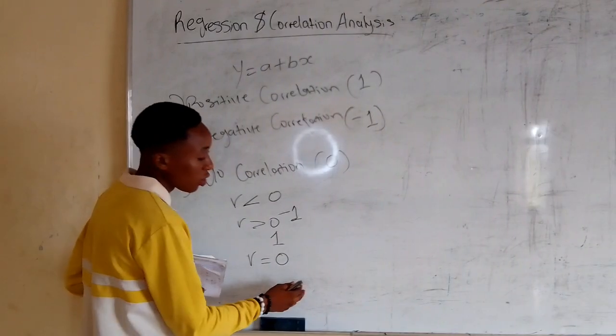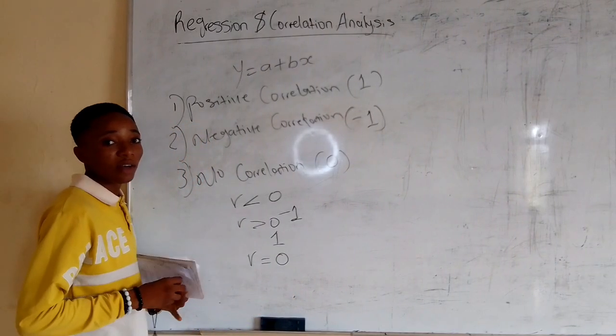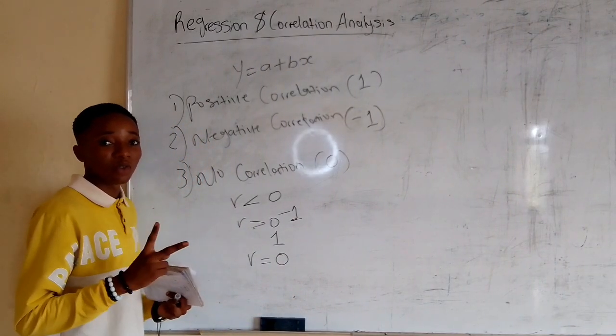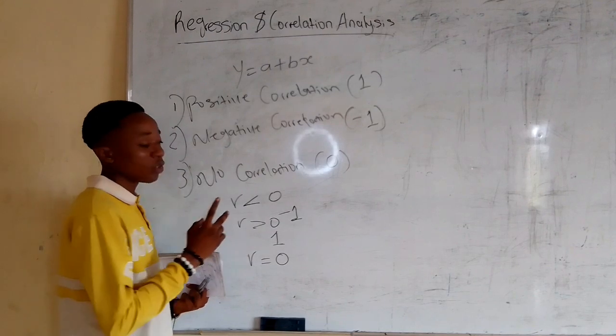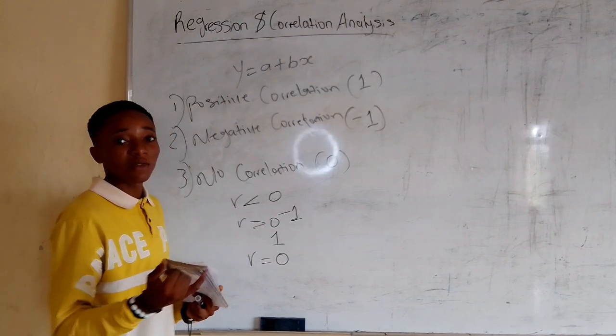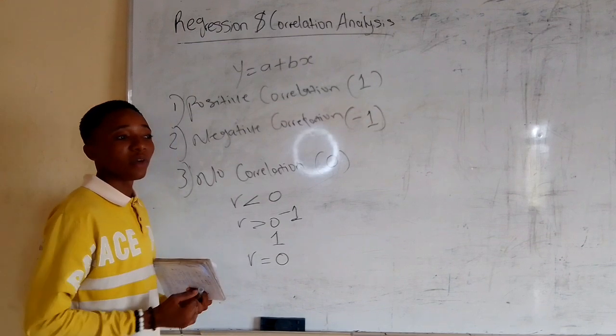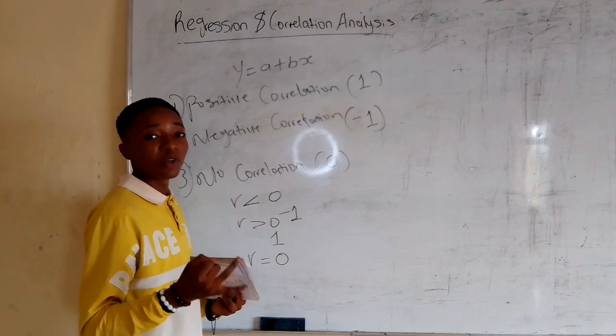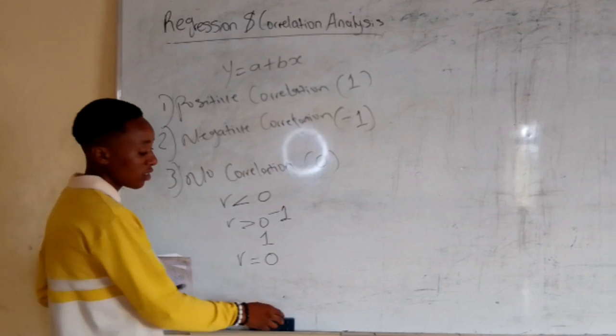So there are actually different methods of finding correlation coefficients, and in this video I'll be giving you two methods of finding the correlation coefficients. We have the Spearman's rank correlation coefficient, and we have the Pearson's product moment correlation coefficient.